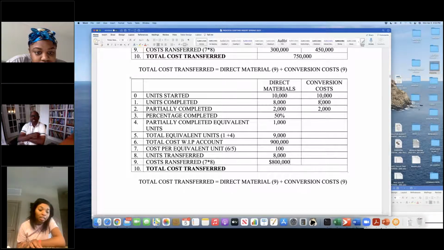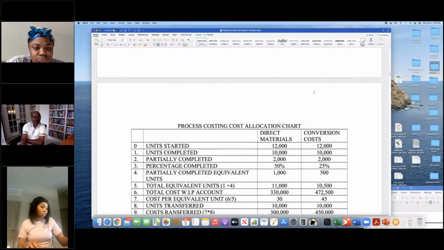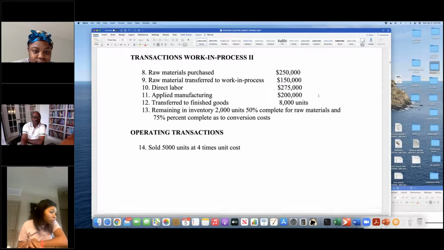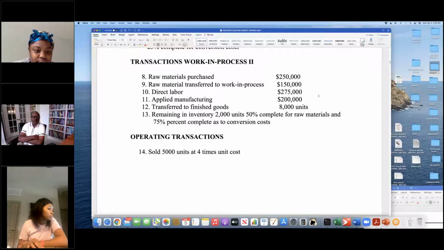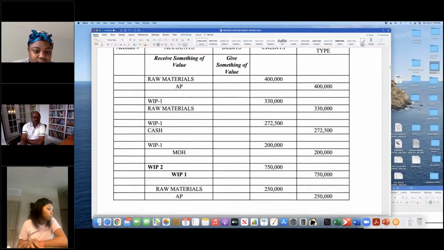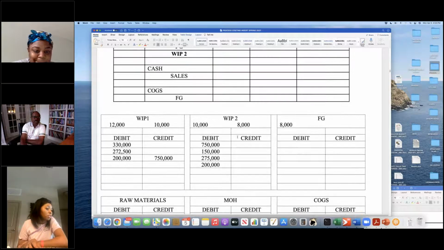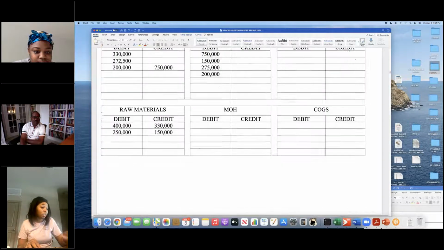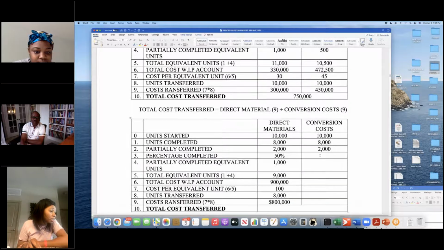All right, y'all do the conversion cost. Okay, do the conversion costs. Can you scroll up? So 75%. Yep. Here your conversion, 75% will be 1,500. And then 1 plus 4 will be 9,500.